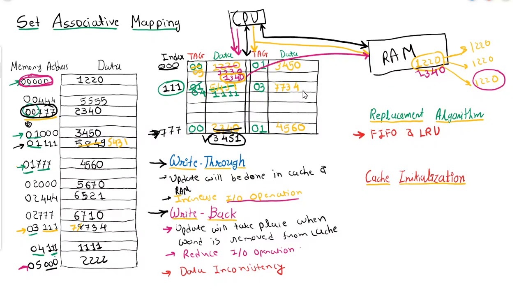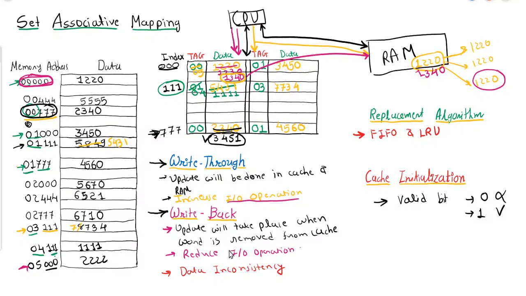Now, how will the cache be initialized? Let's try to discuss it. Whenever we power up the CPU, at that time there will be some random values in the cache memory. So for that we will use one valid bit. If the valid bit is 0, that means the data is not valid inside the cache memory. And if the valid bit is 1, then whatever data is there inside the particular word is valid.